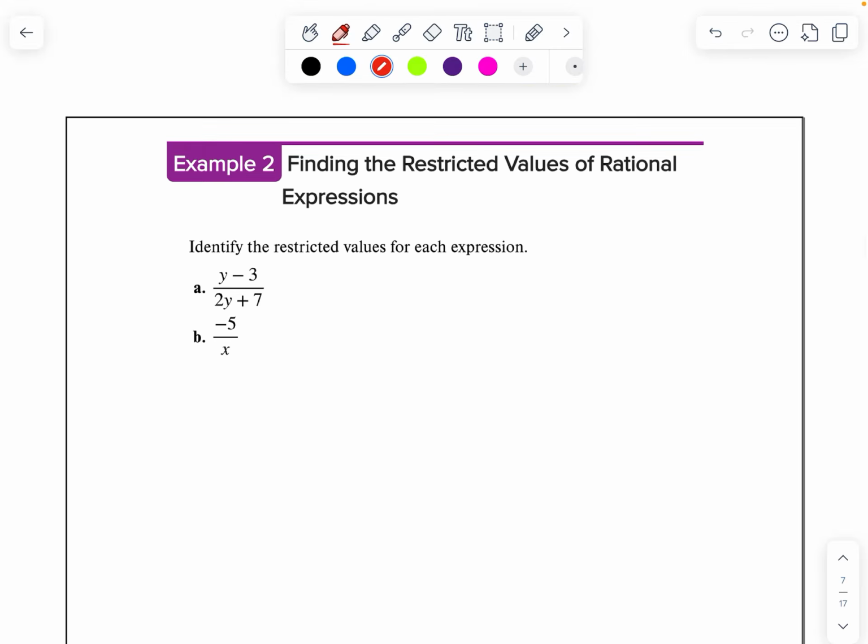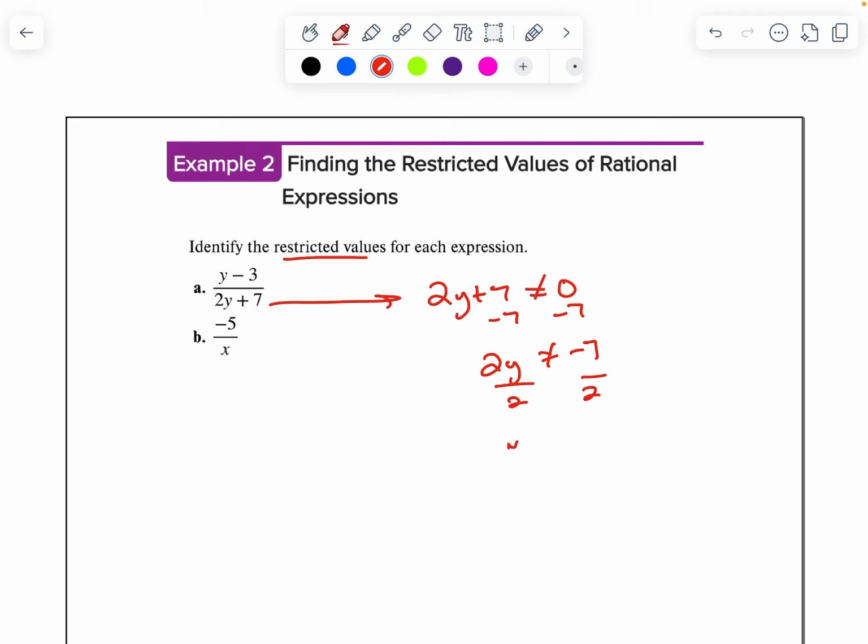Let's try and identify the restricted values here. If we're asked just for the restricted values, all we have to do is take the denominator, 2y plus 7, and say that that thing is not equal to 0. And then try and solve it just as we would an equation. Divide by 2, and y is not equal to negative 7 over 2.